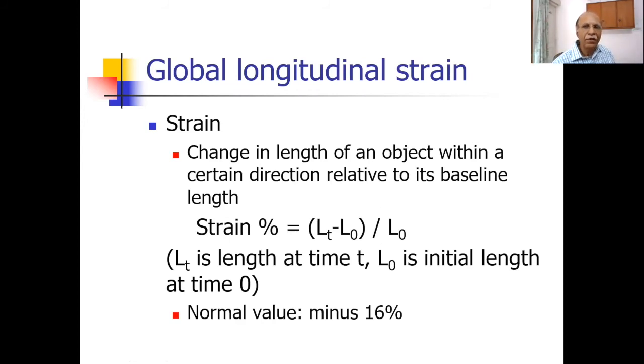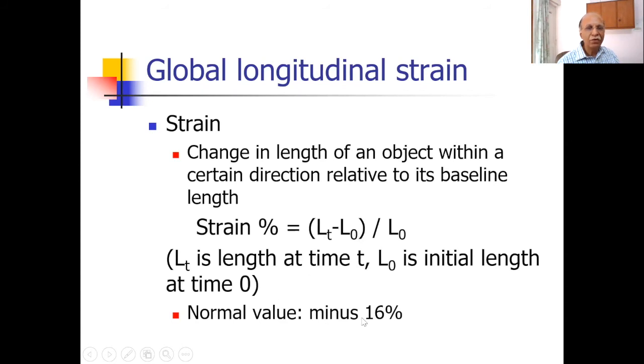In fact, it detects the preclinical LV failure before the ejection fraction decreases. The global longitudinal strain can fall. Strain means change in the length of an object within a certain direction related to its baseline. So this is the formula. LT is the length at a time t, and L0 is the initial length at time 0.